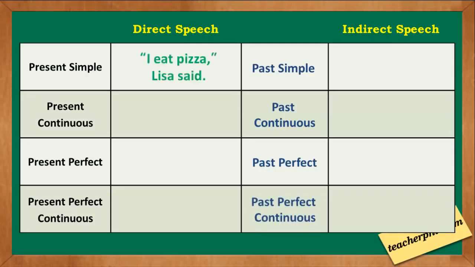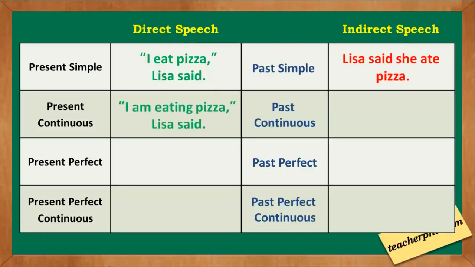Examples: I eat pizza, Lisa said. I eat pizza is present simple. But with indirect speech, it becomes Lisa said she ate pizza, a past simple. For present continuous, we have I am eating pizza, Lisa said. The indirect speech is Lisa said she was eating pizza, a past continuous.